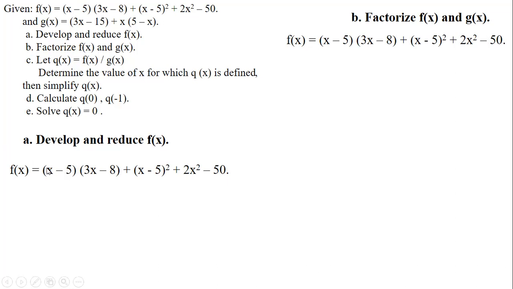Let us start. x times 3x, three x squared. x times minus 8, minus 8x. Minus 5 times 3x, minus 15x. Minus 5 times minus 8, plus 40. Okay, now we move to the next parenthesis.